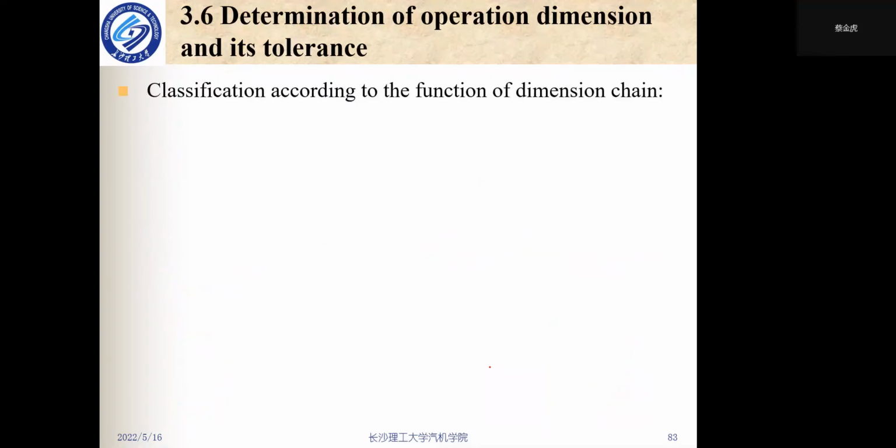So we have learned the concept of dimension chain and the increasing links and the decreasing links. The next question is classification of dimension chain. So what's the classification of dimension chain? The first one, classification according to the function of dimension chain.